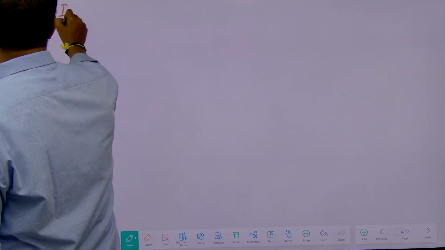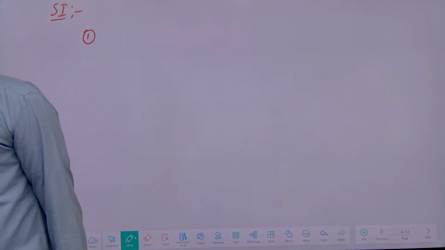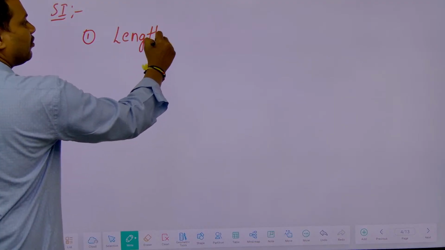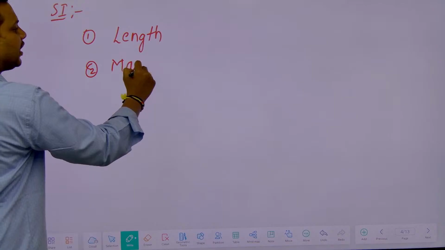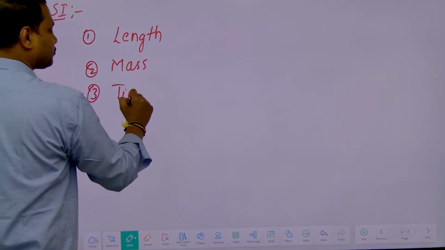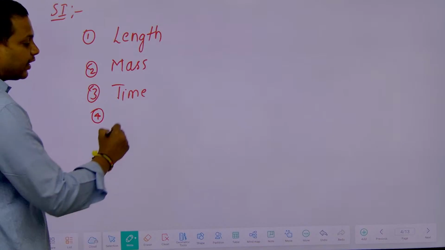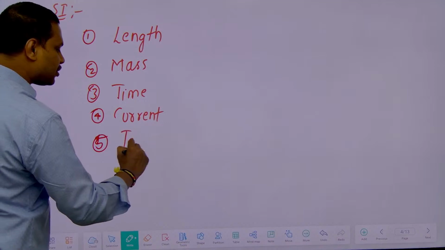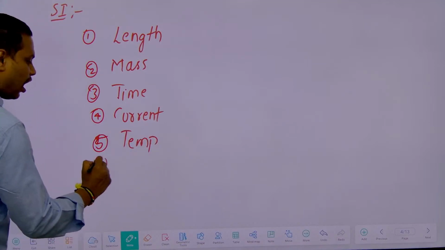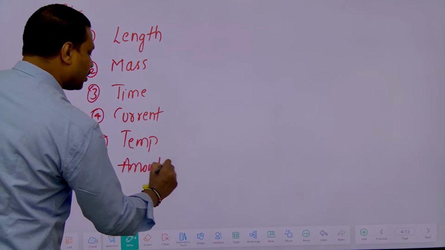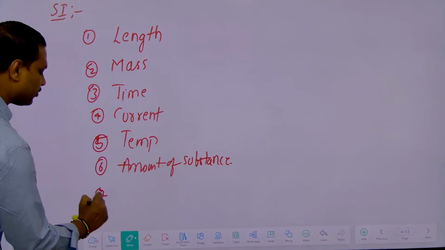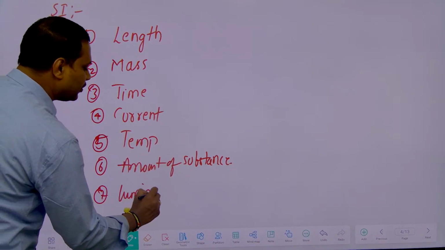Then tell me, according to the SI system of units, how many fundamental quantities are there? Seven. What are those? Length, next one mass, next one time, next one electric current, then thermodynamic temperature, then amount of substance. And finally we have one more, that is luminous intensity.